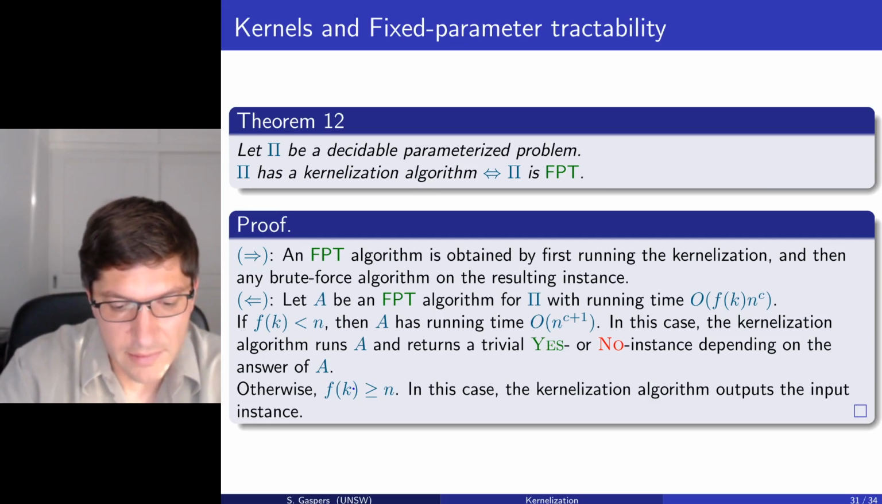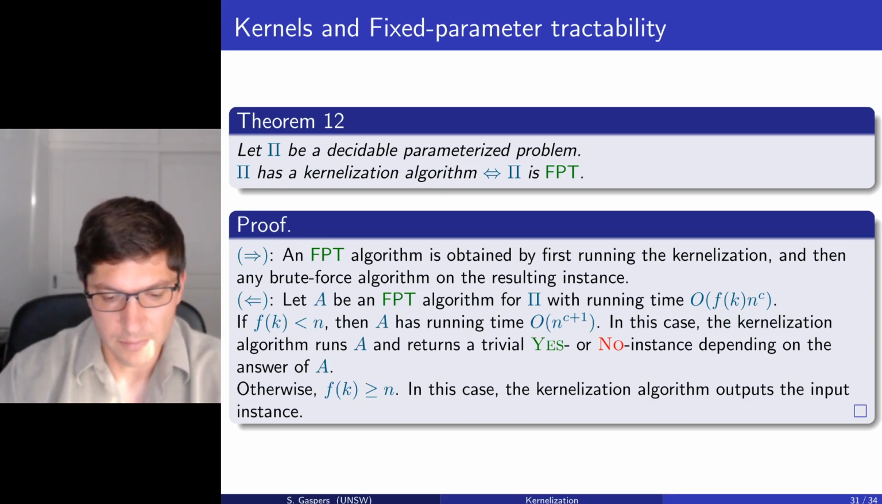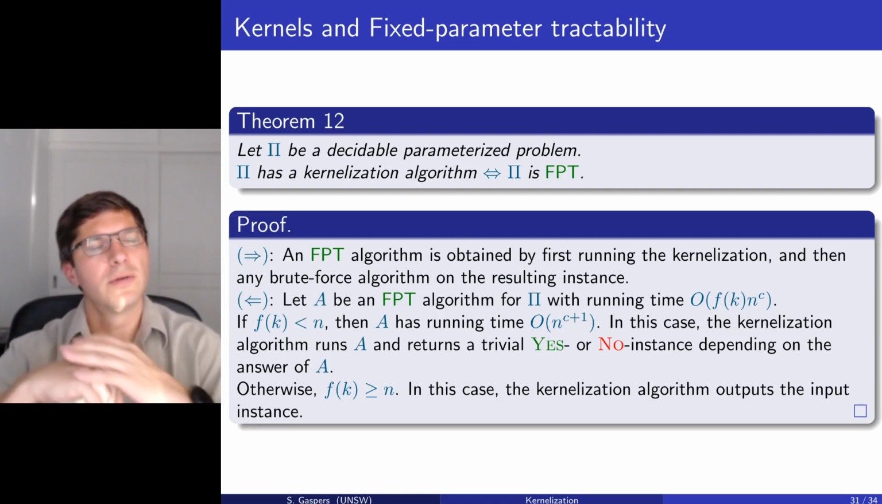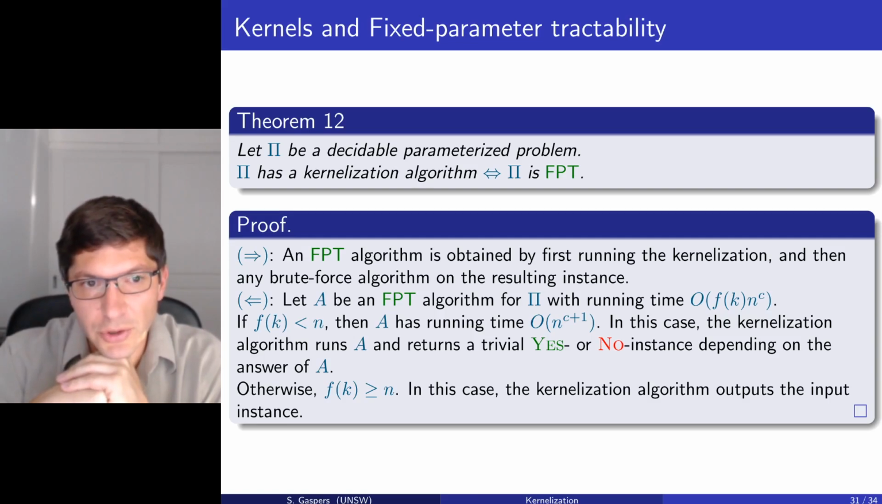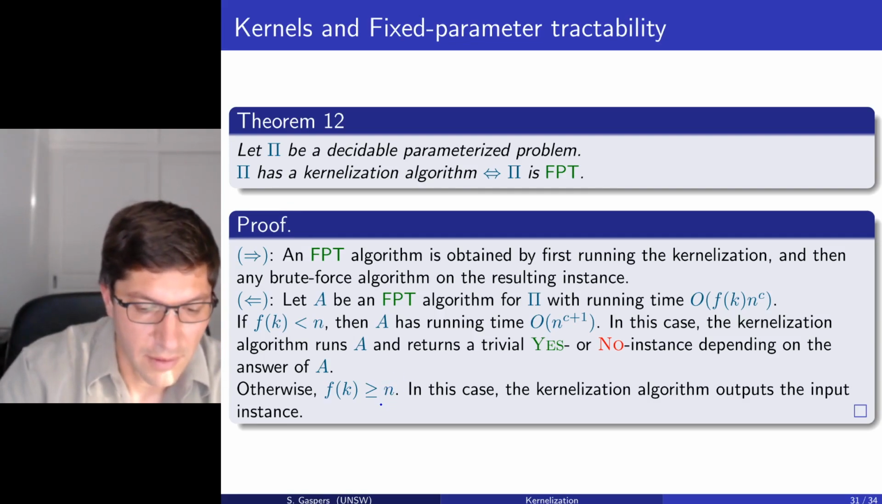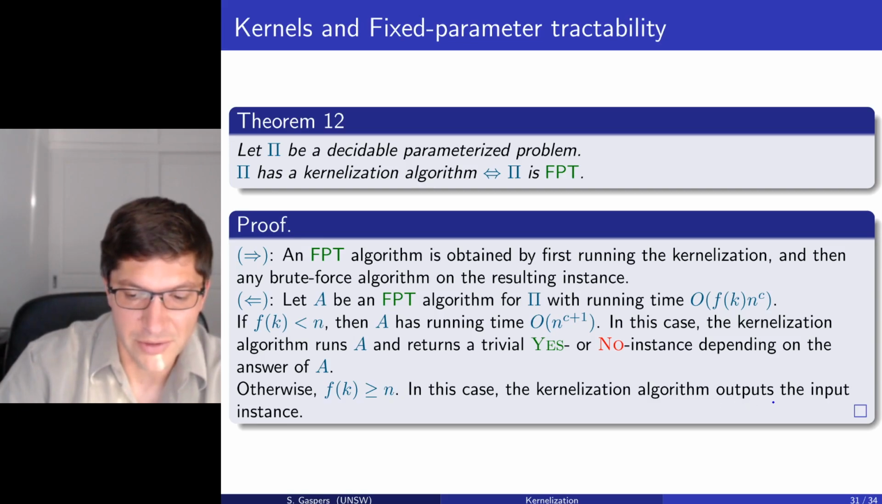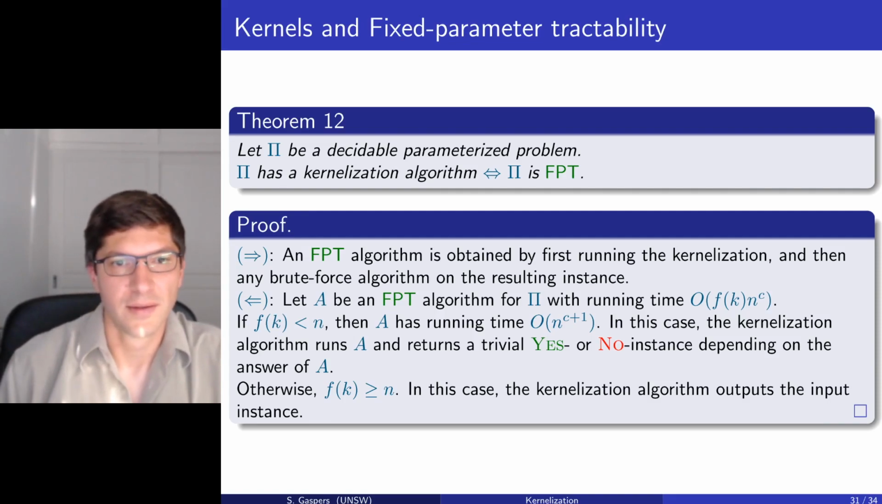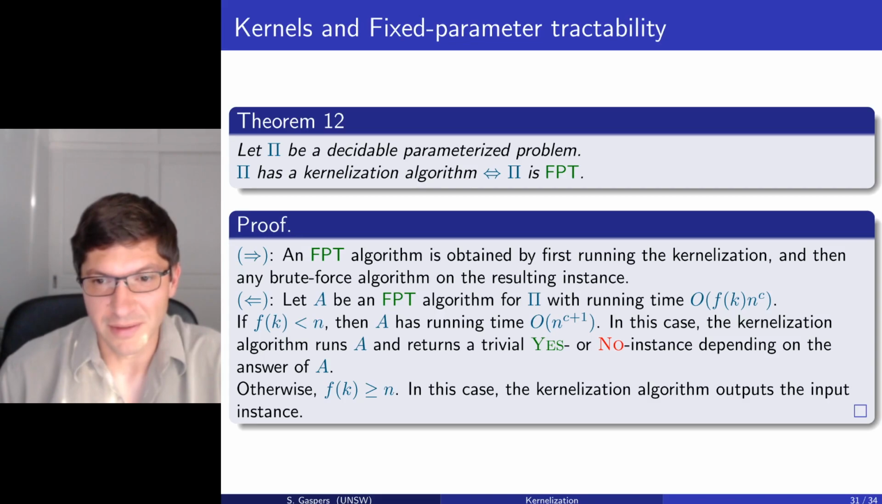If f of k is at least n, we need to design a kernelization algorithm. For a kernelization algorithm, the instance size needs to be upper bounded by a function of k. Look at this: n, the instance size, is upper bounded by a function of k. So we are done. In this case, the kernelization algorithm can just output the input instance. Some people feel cheated by this proof, but believe me, it's correct.